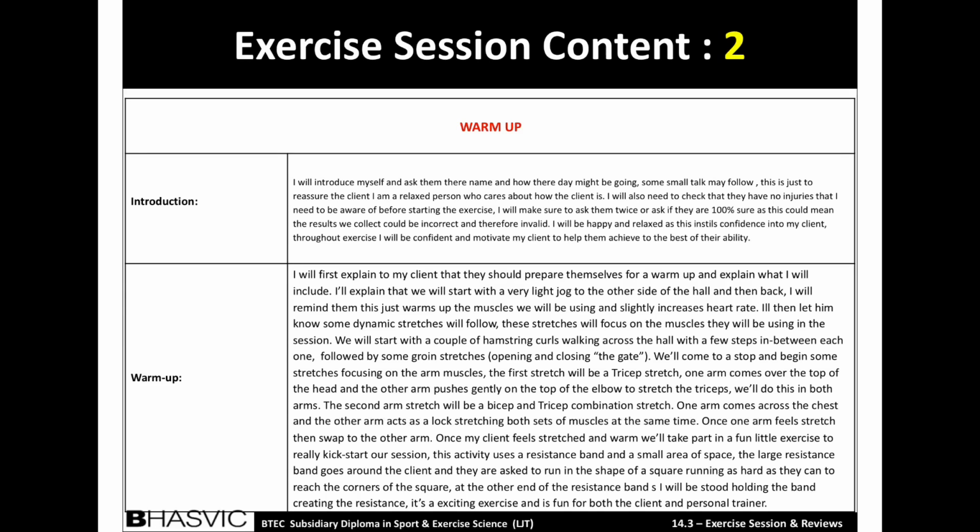Once my client feels stretched and warm, we'll take part in a fun little exercise to really kickstart our session. This activity uses a resistance band and a small area of space. The large resistance band goes around the client and they are asked to run in the shape of a square, running as hard as they can to reach the corners of the square. At the other end of the resistance band, I will be stood holding the band, creating the resistance. It's an exciting exercise and is fun for both the client and personal trainer, whilst increasing heart rate.